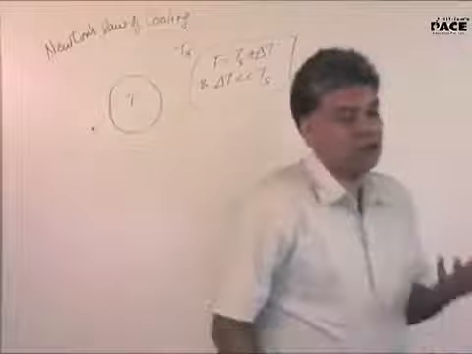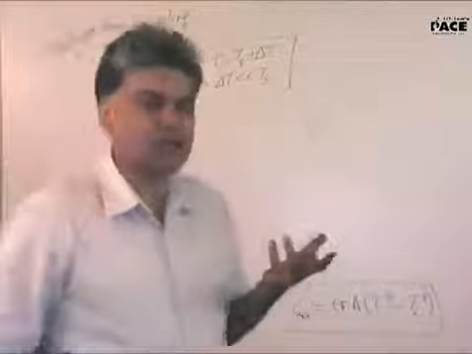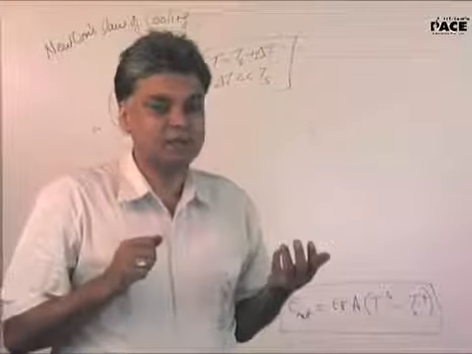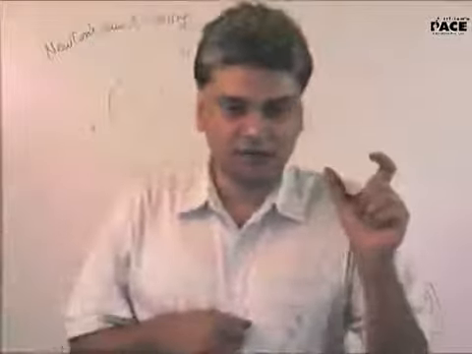Say it's like a coffee cup. Coffee we are having at 60 degrees centigrade, a hot cup of coffee, and the surrounding room temperature, let it be 30. So what is the difference of temperature? Difference delta T is 30 degrees centigrade.